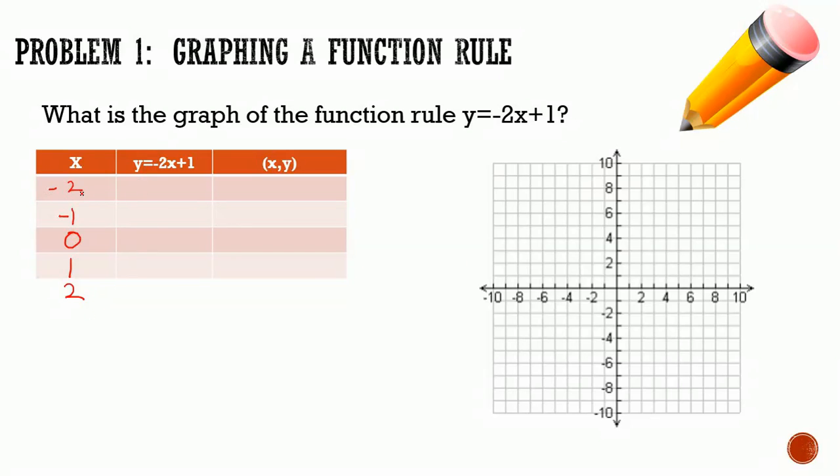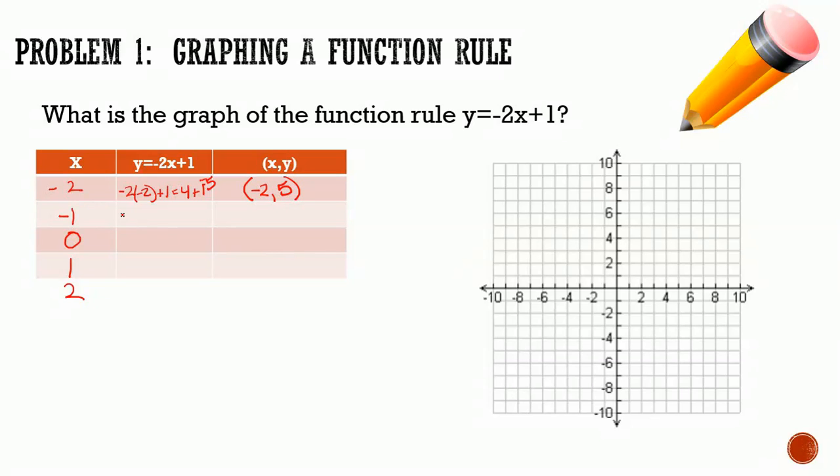Now, let's plug in negative 2 for x and see what we get for y. So I'm going to put negative 2 times negative 2, because that's my x, plus 1. So that is 4 plus 1, right? Because negative 2 times negative 2 is positive 4. Plus 1, that's 5. So my answer is 5 for my y. So my ordered pair would be negative 2, positive 5.